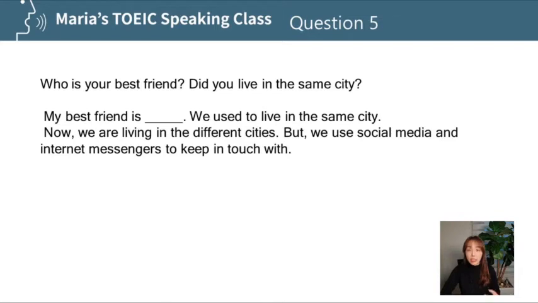왜냐면 뭐 다 지금 일이 다르니까. 하지만 이제 소셜 미디어나 아니면은 우리 카톡을 인터넷 메신저라고 하고 연락을 지속하다 keep in touch with, 같이 잘 지낸다. But we use social media and internet messenger to keep in touch with. 이렇게 되겠습니다. 자, 또 더 볼게요.